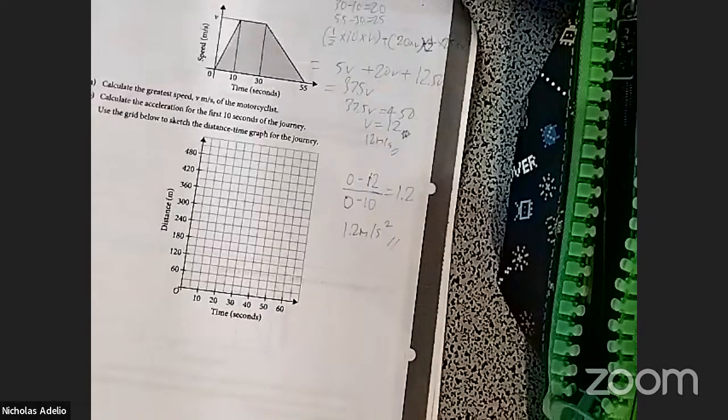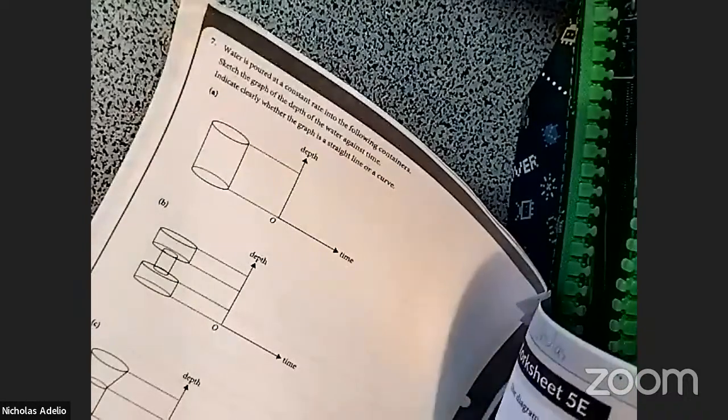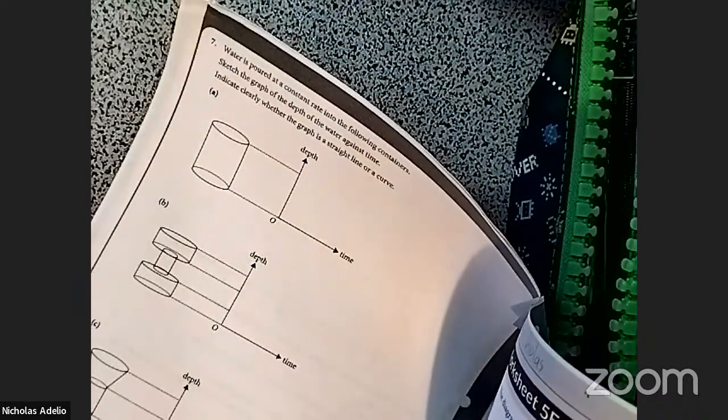Good, great. They now want you to sketch the distance time graph from the speed time graph. Definitely a challenge. Can you do it? This is considered the hardest thing they can ask you. I'm very glad that you asked this question.